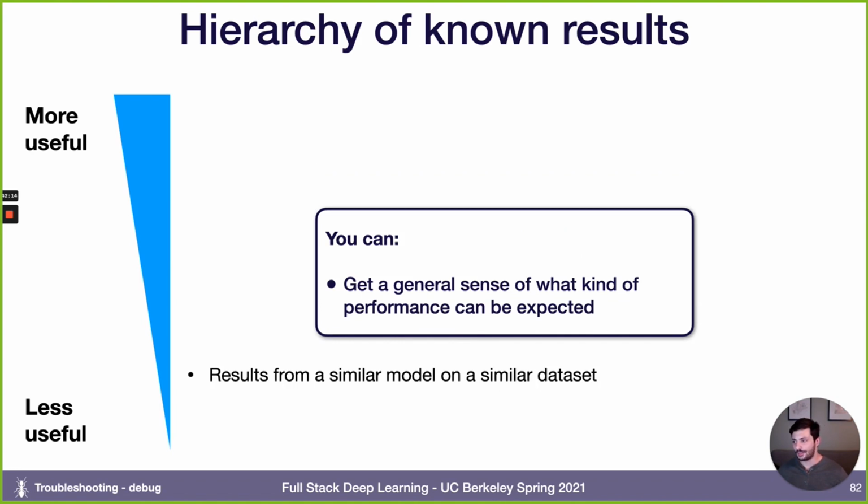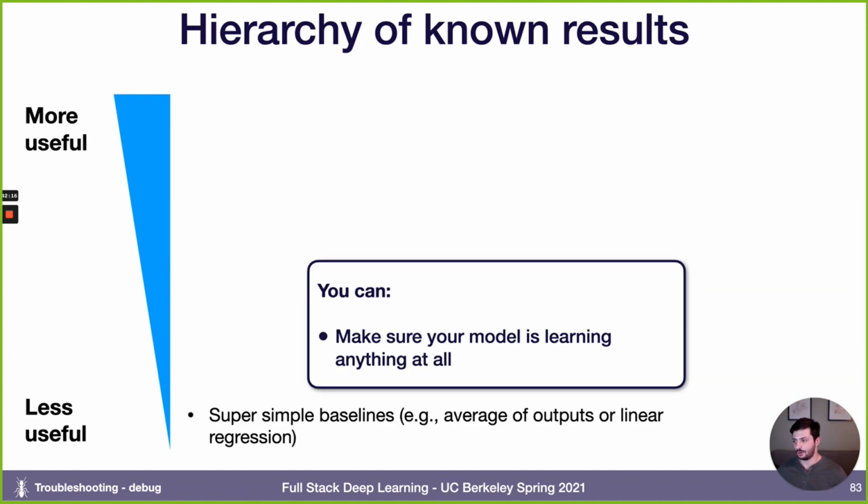If you don't even have that, then you can look at results from a similar model on a similar data set, or if nothing else, you should be looking at super simple baselines, like just the average of all of your outputs, or the result of running a linear regression on your data set. If you don't have access to anything else, this is still useful to do, because you will catch bugs this way. I've had examples where your model is actually doing worse than just randomly predicting, or just predicting the mean of all the labels in your data set. And so at the very least, this will tell you that your model is learning anything at all.